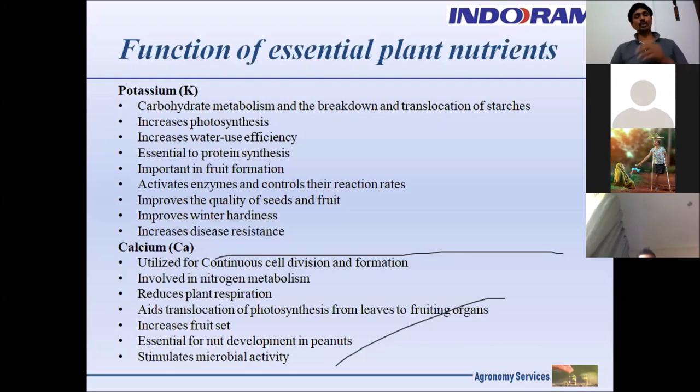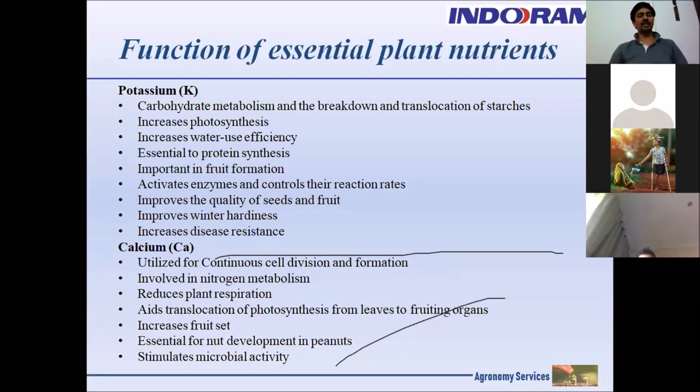It is also known as somehow acting as a truck, meaning it transports the food material, the photosynthate, the food manufactured by the plants or the leaf. Potash works as something like a truck for transporting that food from one place to another place.